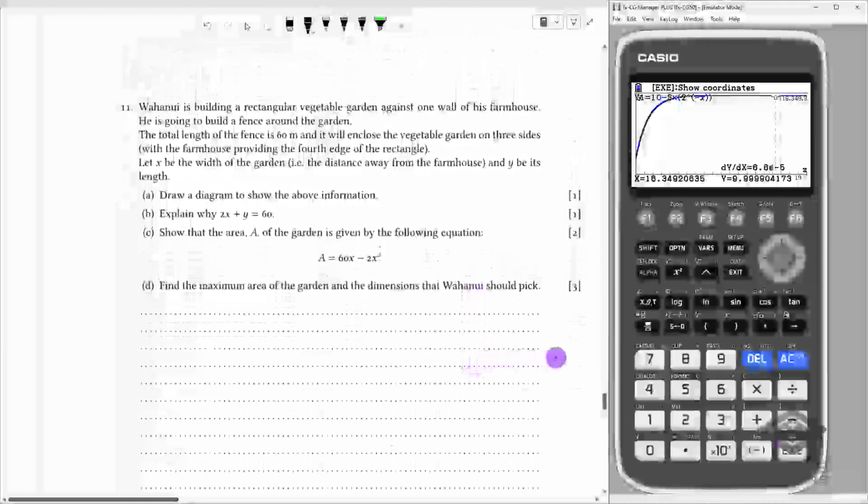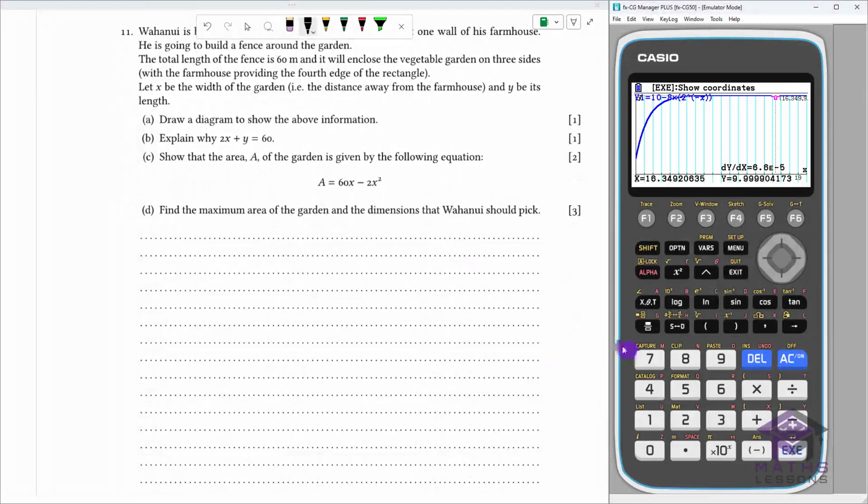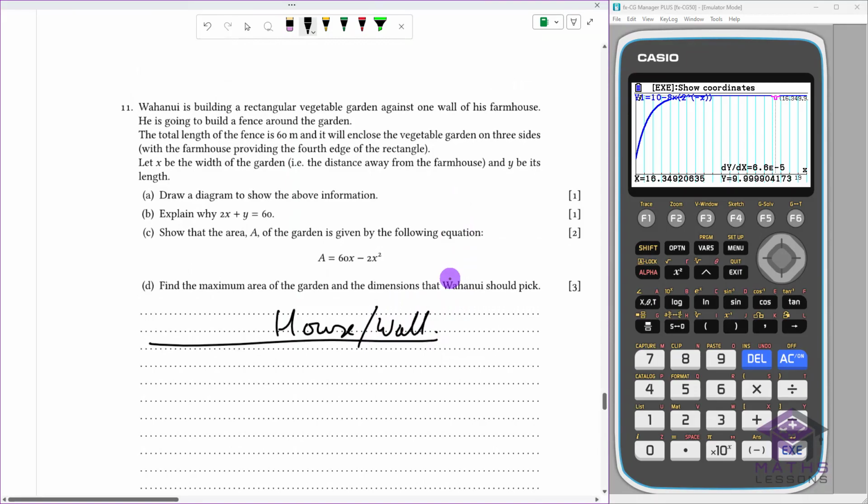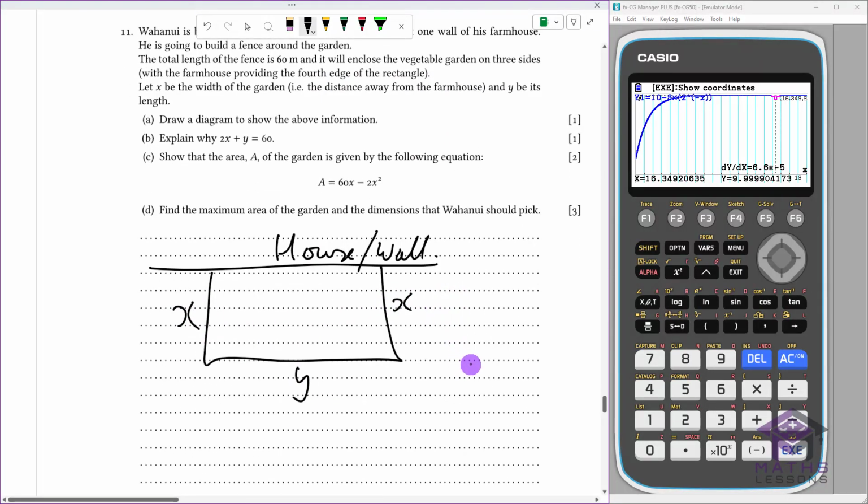Question 11. Right, so we had to draw a house. So this is our house, I think, or wall. Okay, using one wall of the house, and he's got 60 meters of fence to enclose a vegetable garden. Okay, and y is going to be the length and x is going to be the width. And we can see that x plus y must equal the length of the fence.